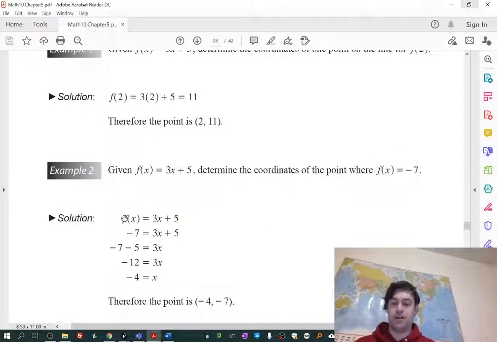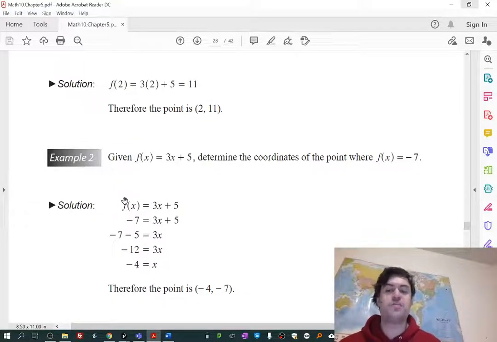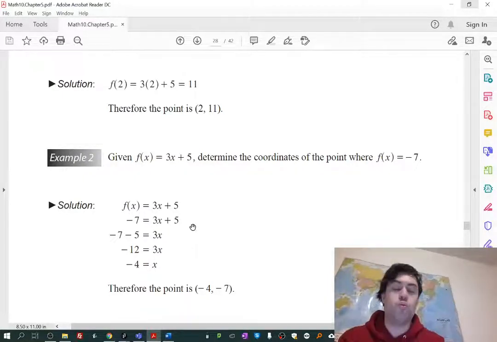So then in our equation, which was given to us, same equation as example 1, we can substitute f of x with negative 7 and then use algebra to solve for x. So f of x often just means y. That's a big takeaway. It just means y.